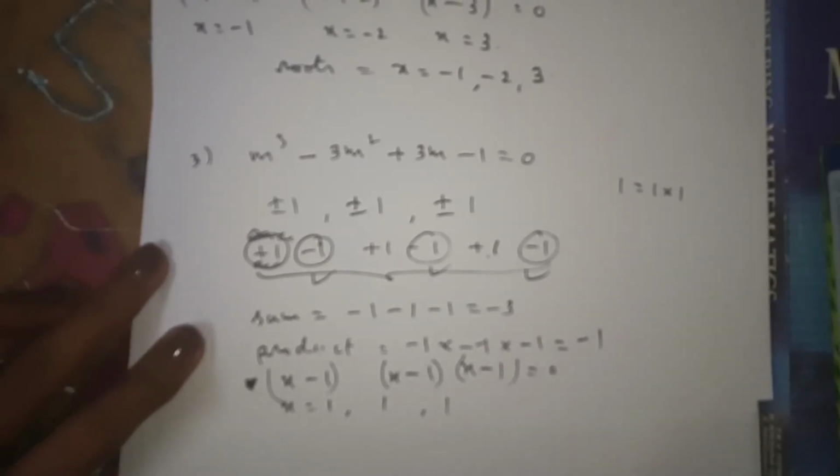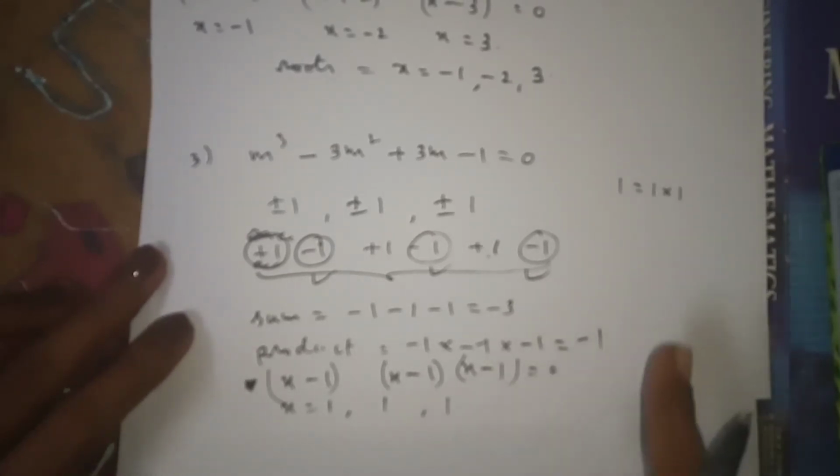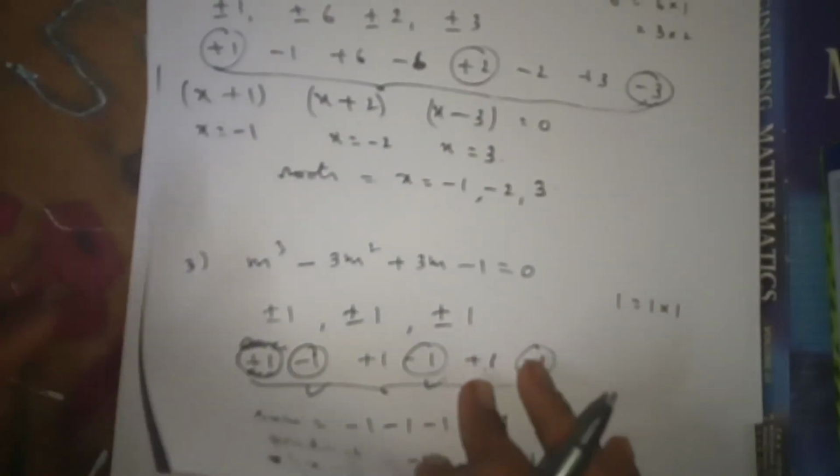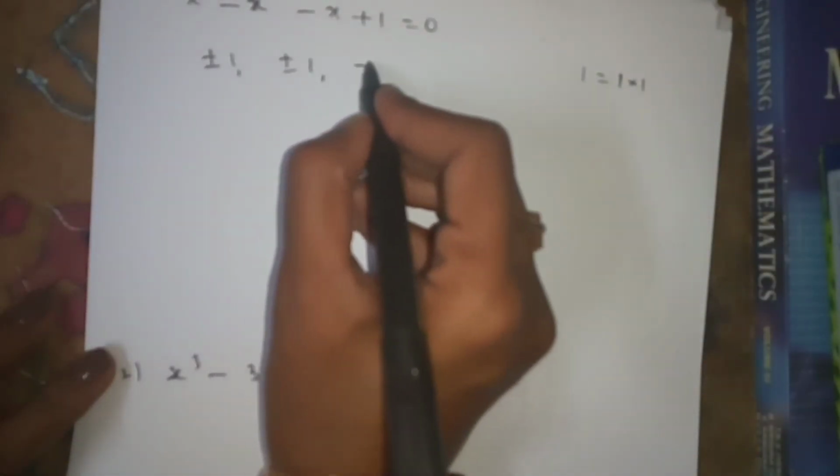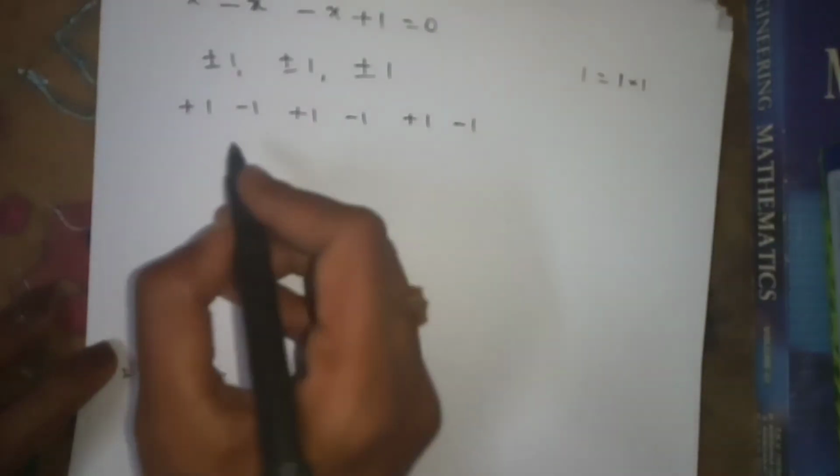Repeated roots. Whenever repeated roots occur, we have to write these factors repeatedly, 2 times or 3 times, like that. Now see the next one. Here 1 is equal to 1 into 1. Plus or minus 1, plus or minus 1, plus or minus 1. Because there is only 1, that's why I am writing 3 times. Plus 1, minus 1, plus 1, minus 1, since repeated roots may occur.